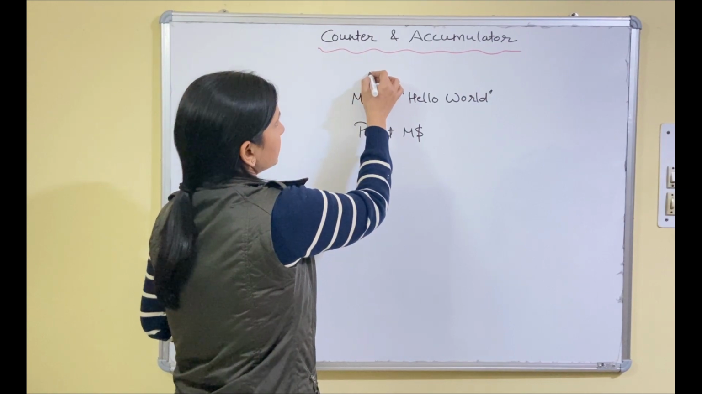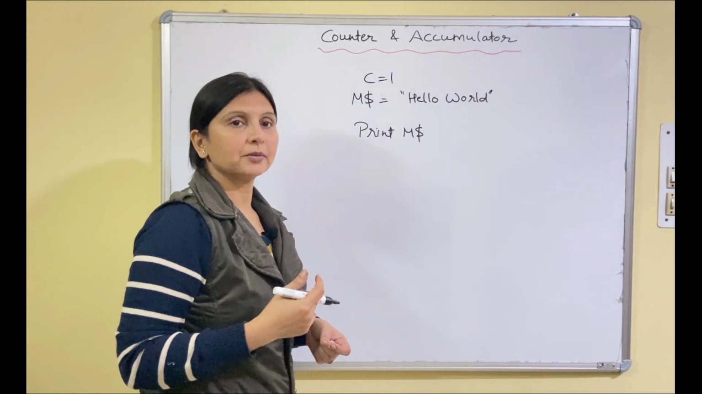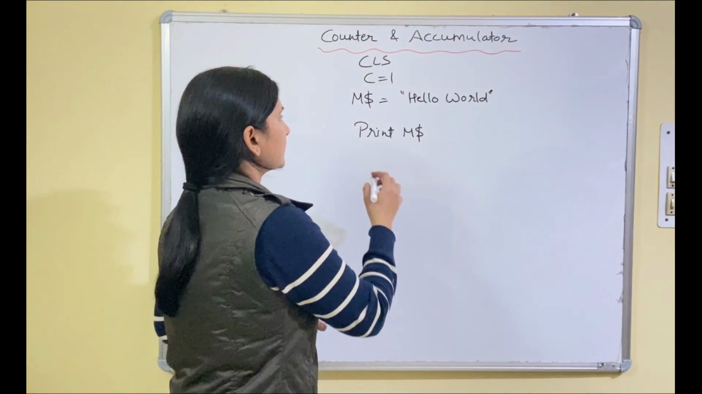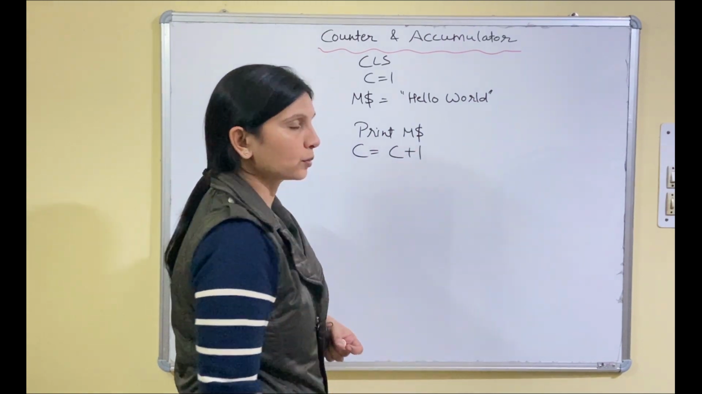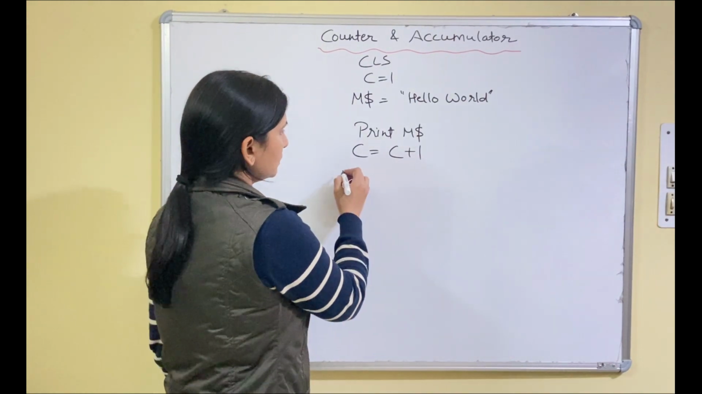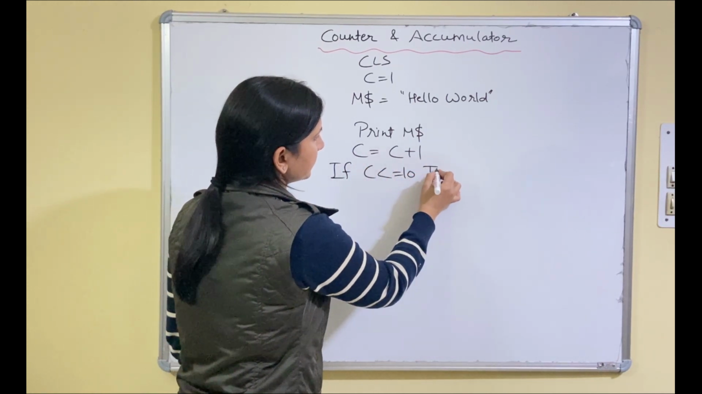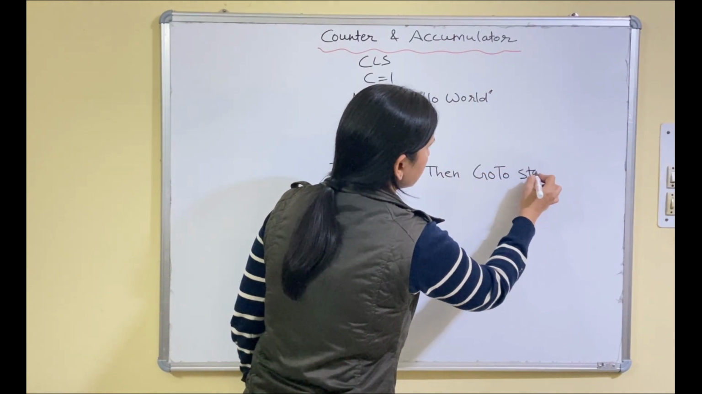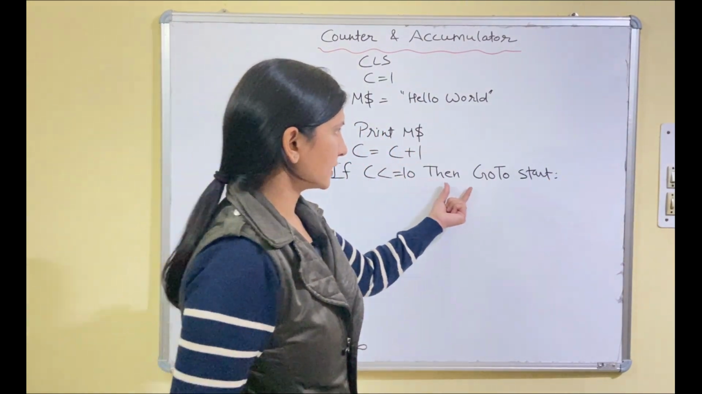First, I will take a variable c equals to 1. C is a variable and I have initialized the variable with 1. Above you can give CLS. Then I will give the increment to c by 1, so I have increased the value of c by 1. Now we will apply the condition. If c less than equals to 10, then go to label name, I have given start. Go to start. If condition is true, then go to start.